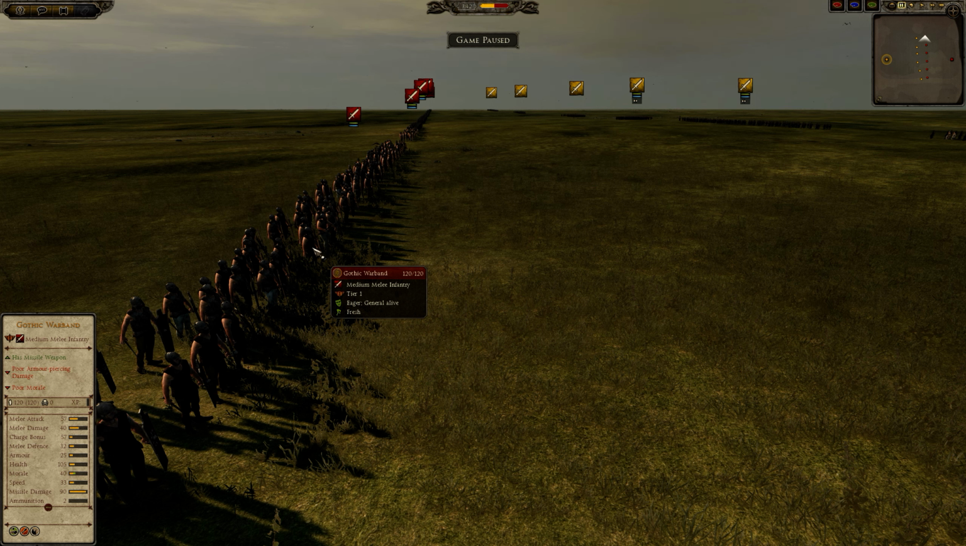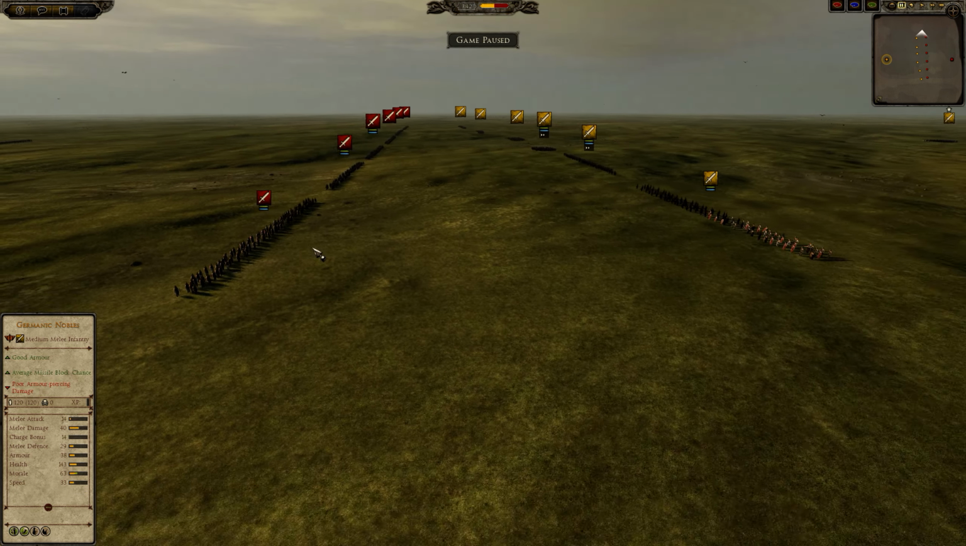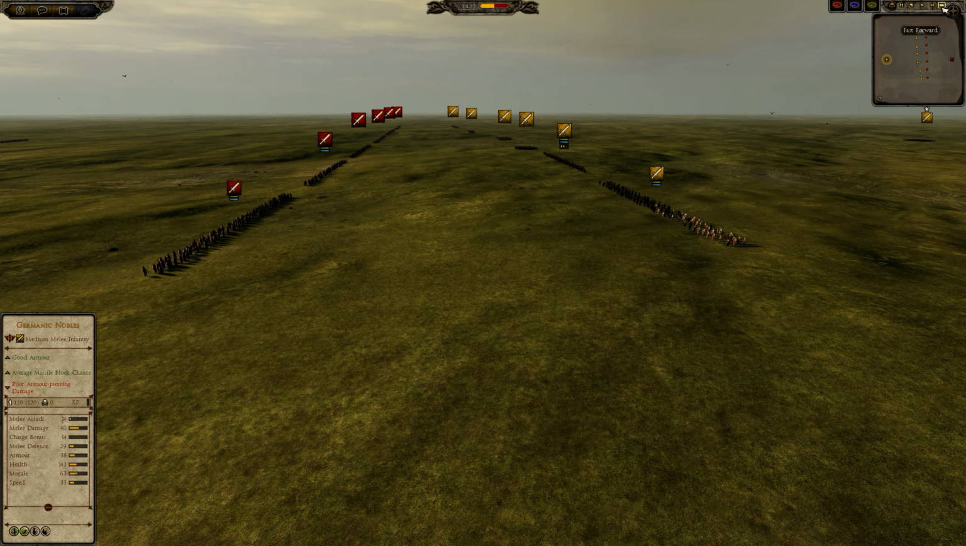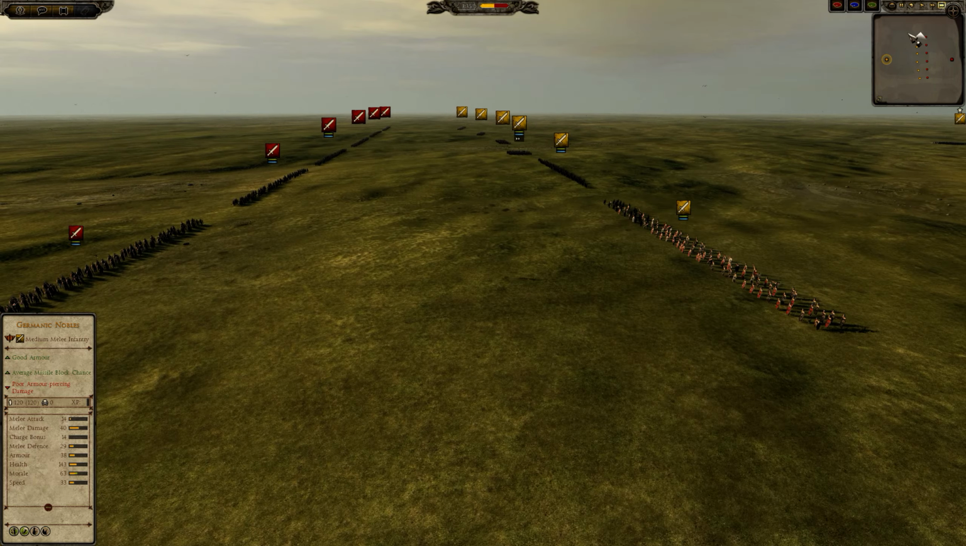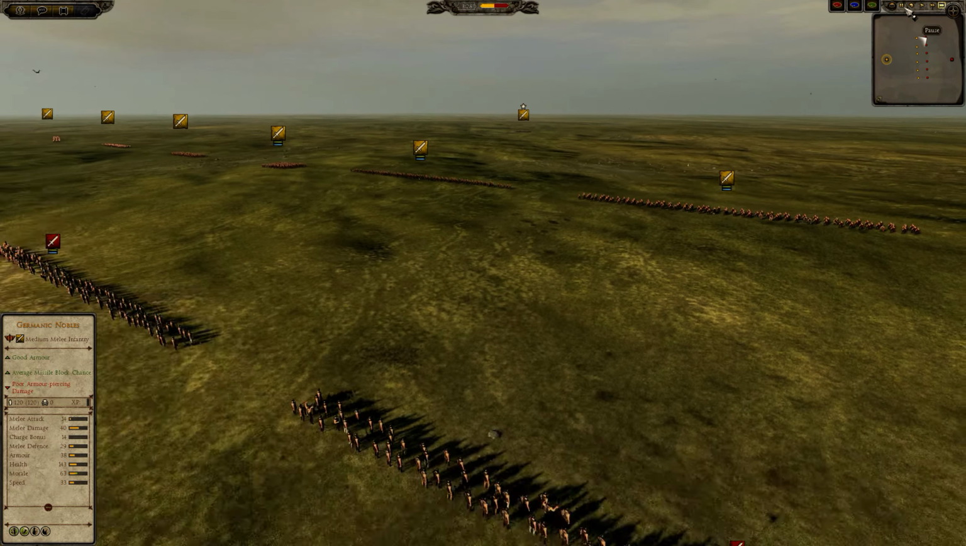They have insane melee attack, insane charge. Their defensive stats are not great, with 32 melee defense and 25 armor. They also have precursors, so these are purely offensive infantry units. And we're going to be putting them up against each other.